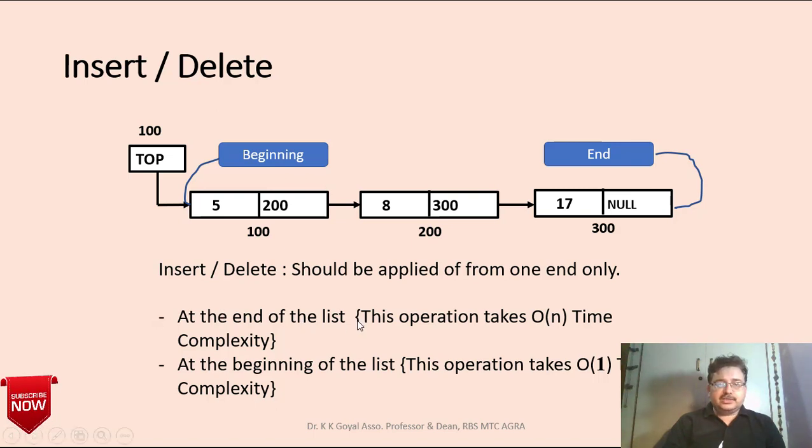At the end of the list, this operation takes O of n time complexity. If we apply insertion and deletion at the end of the linked list, first we have to traverse the whole linked list. Suppose the linked list has n elements, then the traversal will take O of n time. At the beginning of the list, if we apply the same operations, there is no need to traverse, so both operations take O of 1 time asymptotically. Here it is taking O of n and here it is taking O of 1. So this is the requirement of a stack.